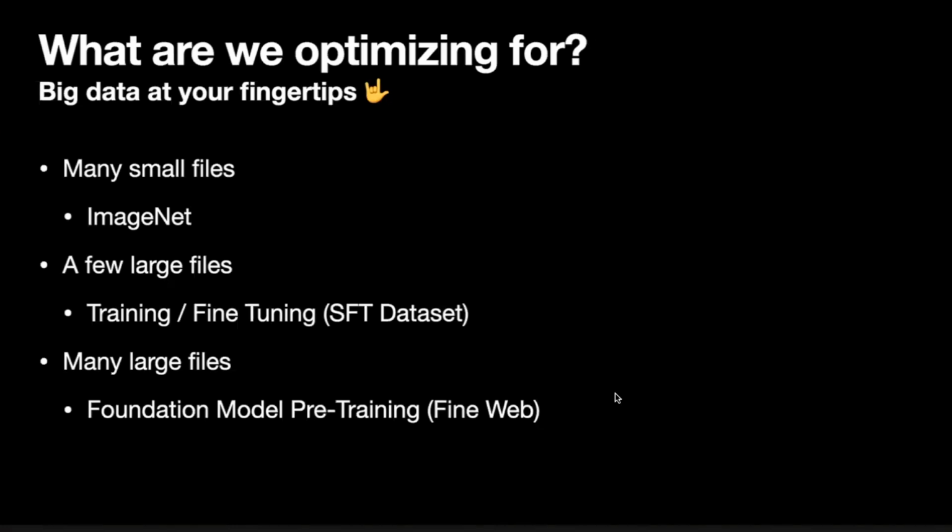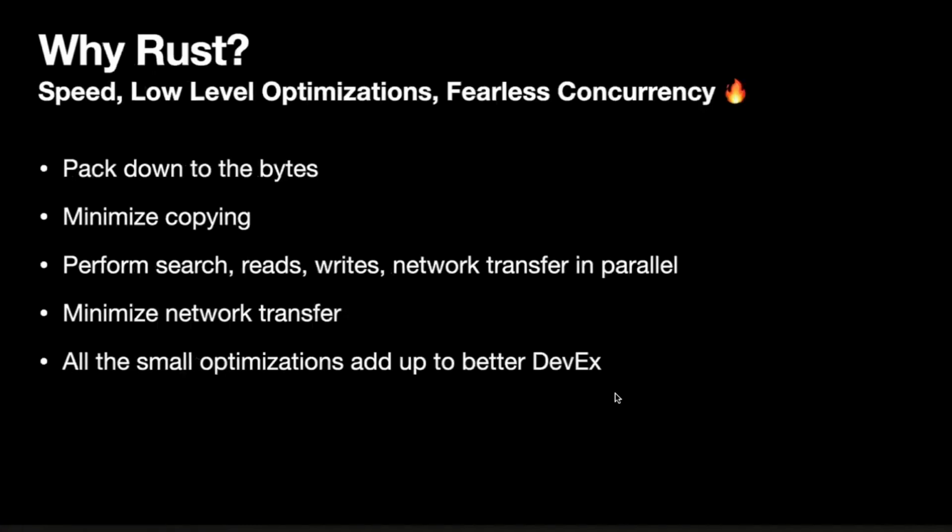And so this is like the extreme case of those two. So those are the three types of data that we're optimizing for. And so why Rust is we can go all the way down and optimize to the byte level if we want. We can minimize the copying as we're going through this whole process. We want to be able to perform search, read, writes, and fast network transfer in parallel. So like the fearless concurrency that Rust brings you is really valuable there.